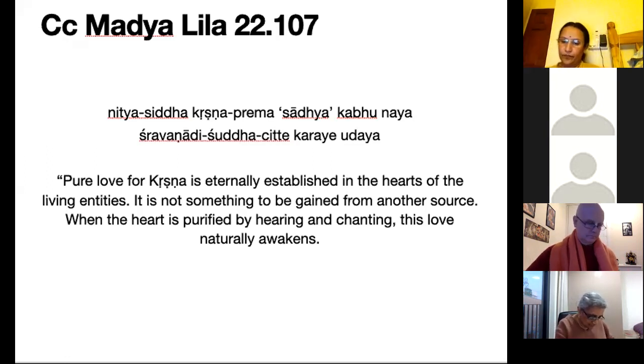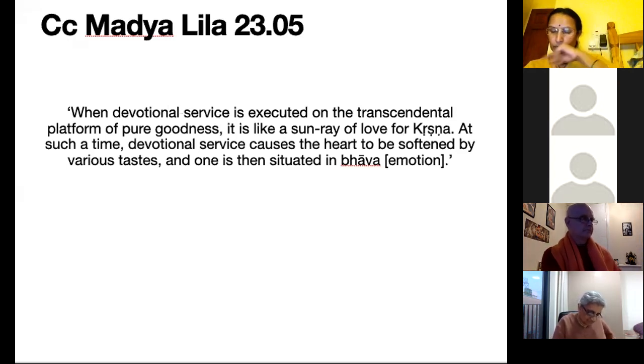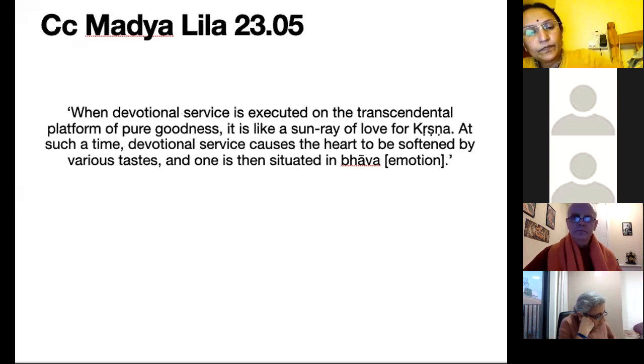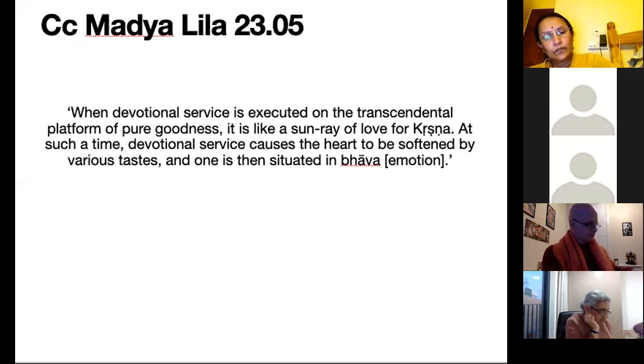Although readers will have by now surmised a general definition of bhava, let us refer to Rupa Goswami's all-encompassing and perfect version. When devotional service is executed on the transcendental platform of pure goodness, it is like a sunray of love for Krishna. At such a time, devotional service causes the heart to be softened by various states, and one is then situated in bhava emotion. The phrase shuddha-sattva-vishesh-atma refers to the living entity at the permanent transcendental stage of pure goodness. As described previously, shuddha-sattva indicates both the samvit and hladini potencies, as well as their most wonderful combination.